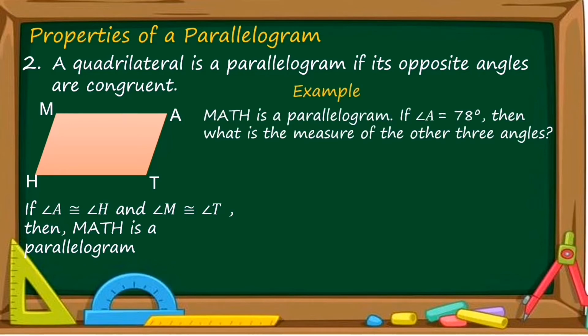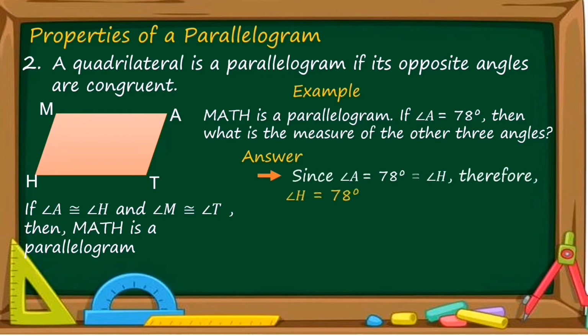MATH is a parallelogram if angle A is equal to 78 degrees. Then what is the measurement of the other three angles? Following the property, our answer is, since angle A is equal to 78 degrees and it is also equal to angle H, therefore angle H is equal to 78 degrees.